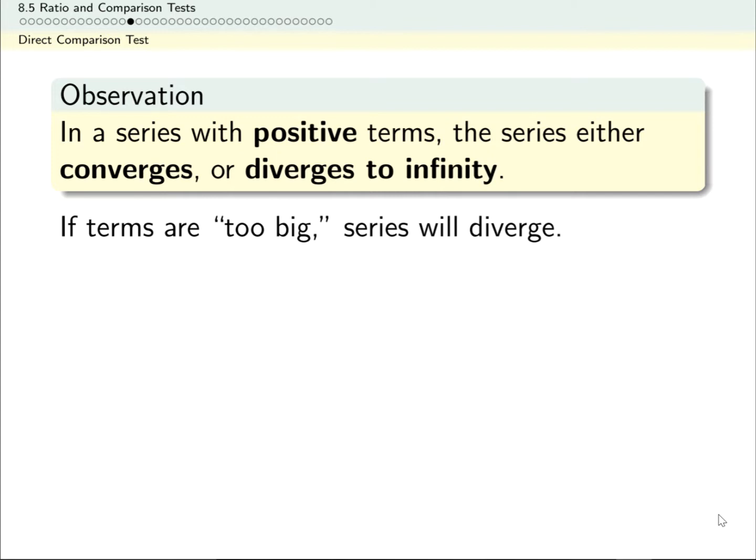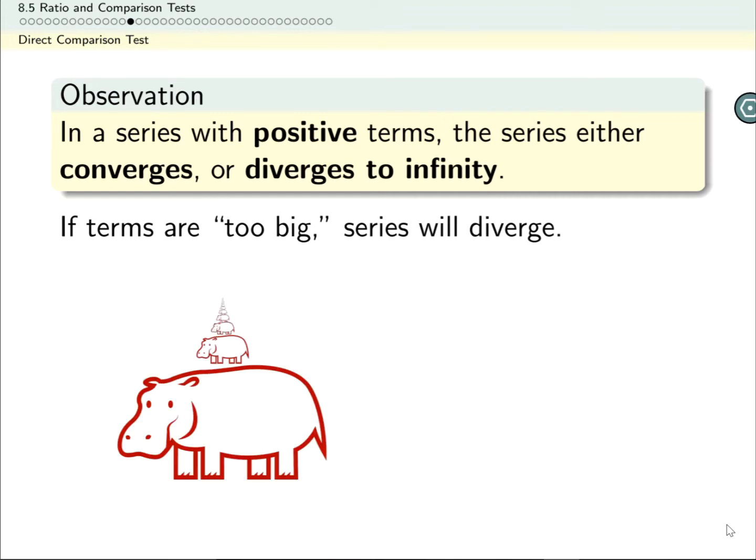The intuition is if our terms being added are too big, the series will diverge to infinity, but if they're small enough, the series can converge to a finite number. I thought it was about time for a new visual analogy, so in this video we're going to be stacking up hippos. Just like we were stacking up rectangles before, the height of each hippo is the term of the sequence being added. So if I stack them all up, the combined height of the stack is the sum of the series.